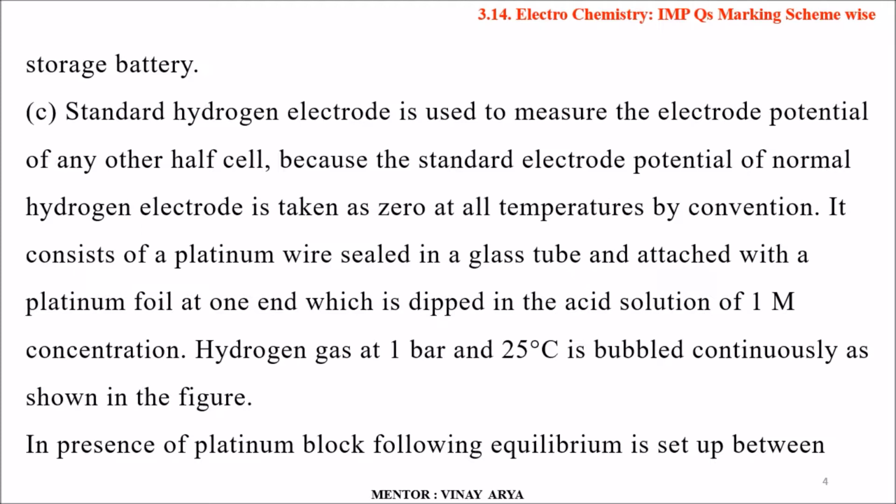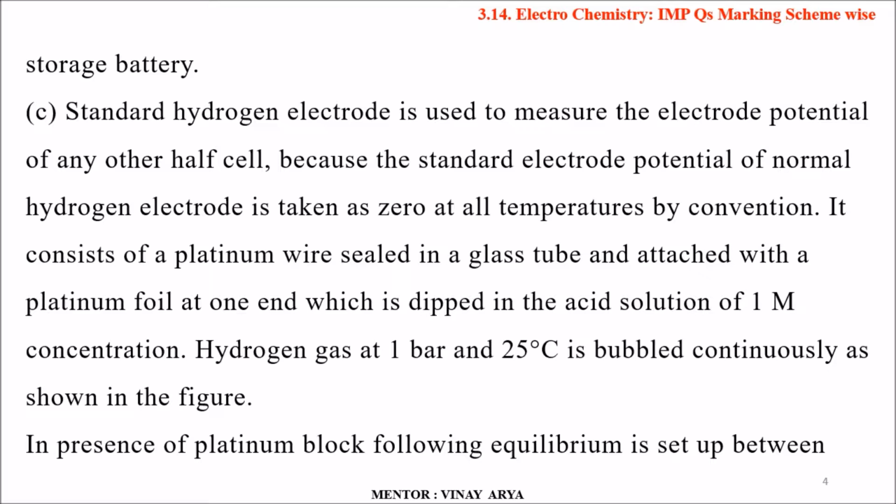Coming to the third part, the standard hydrogen electrode is used to measure the electrode potential of any other half cell, because it is to be coupled and connected with another half cell so as to get its electrode potential. This is because the standard electrode potential of the normal hydrogen electrode is taken to be 0 at all temperatures by convention. It consists of a platinum wire sealed in a glass tube and attached with a platinum foil coated with platinum black at one end, which is dipped into the acid having 1 molar concentration.